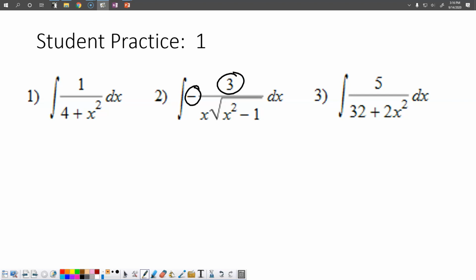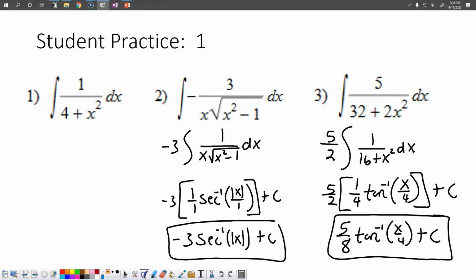So you're going to want to take out a -3 on that one. And for this one here, you're going to want to take out a 5. And we don't like that 2 in front of the x. So you're going to take a 2 out of the entire bottom. So there's your little hints there for 2 and 3. But what I want you guys to do is pause the video, do numbers 2 and 3, and when you unpause the video, you'll see the solutions.